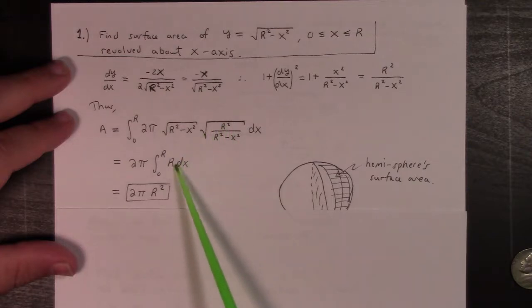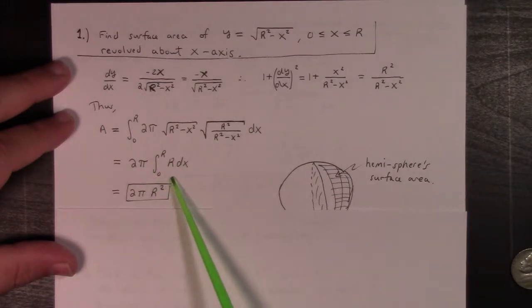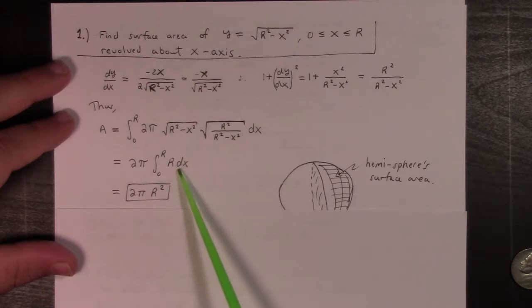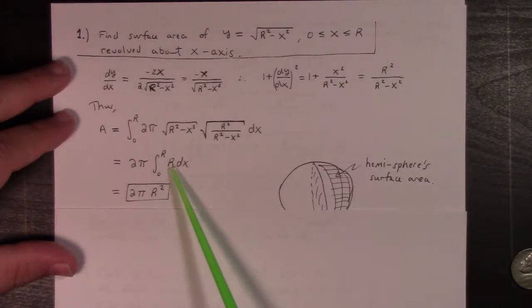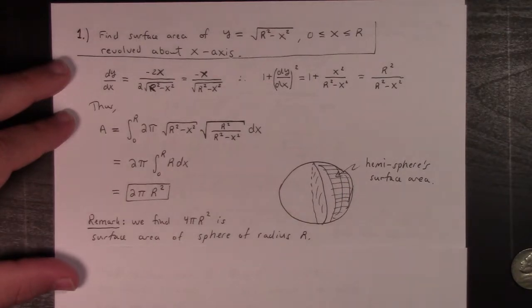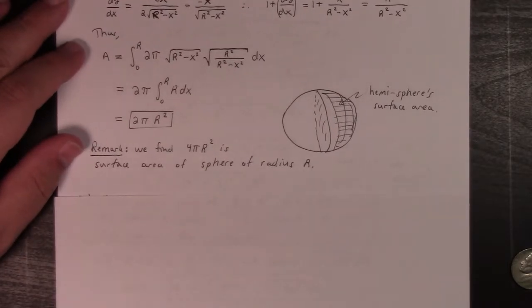All right, so this simplifies back to the integral from 0 to r of r dx. Now that is definitely not improper, right? So the integral of r dx from 0 to r just gives me r times r, r squared. So we get 2 pi r squared, which of course is half of the surface area of a sphere. Double that up, and you get 4 pi r squared, the surface area of a sphere of radius r.